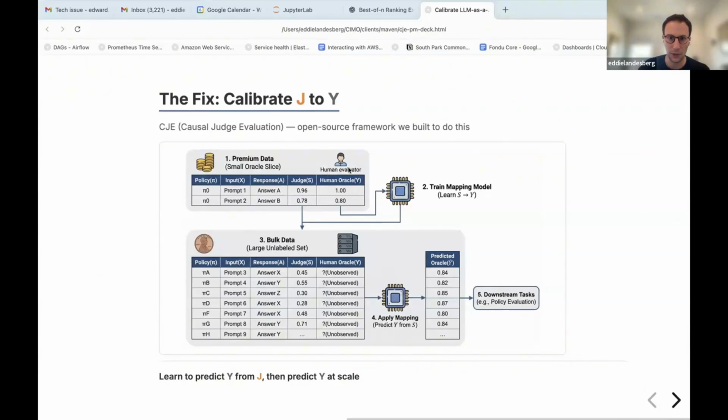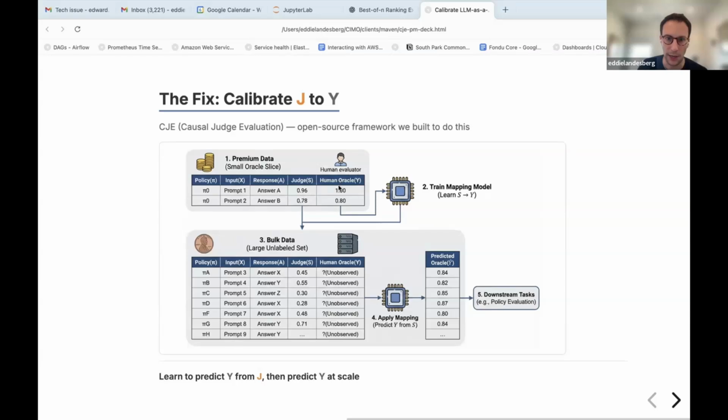The way this works, in the visualization I show here, is basically the open source framework that I built. It's called CJE, or causal judge evaluation. If you look at the top here, the first step is collecting a small set of examples. You can see a set of inputs and a response or output from the prompt and model. When I say policy, I'm talking about a system configuration. That would be: what model are you using? What's the system prompt? What retrieval are you using, et cetera?